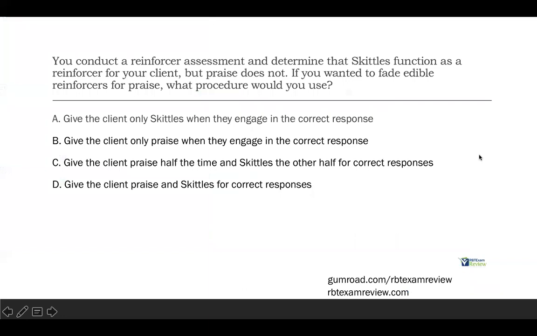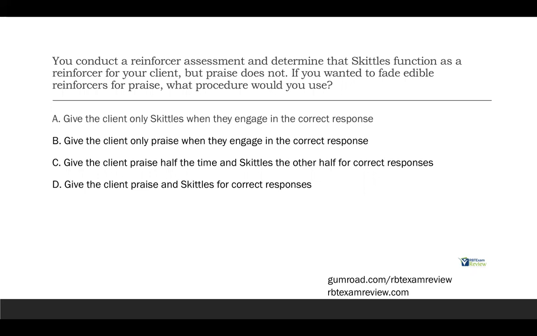Okay, question 1. You conduct a reinforcer assessment and determine that Skittles function as a reinforcer for your client, but praise does not. If you wanted to fade edible reinforcers for praise, what procedure would you use? Okay, pretty common scenario where edibles might be the only thing that work as a reinforcer for your client. And for one reason or another, we want to fade the edibles to a more generalized reinforcer such as praise, right? Ultimately, that's our goal. Let a generalized reinforcer reinforce behavior.